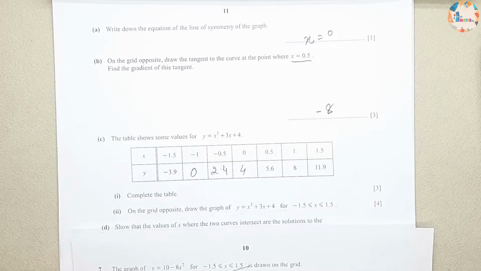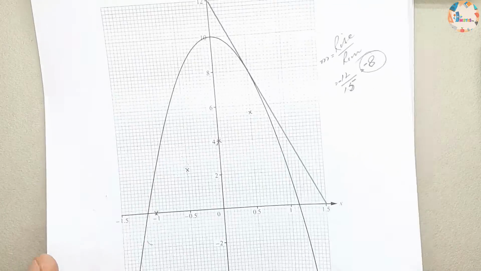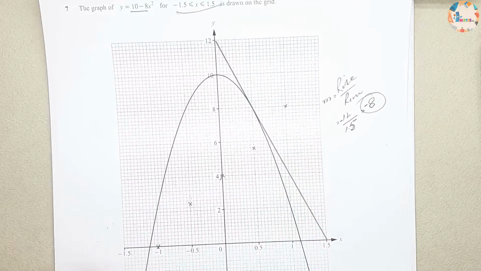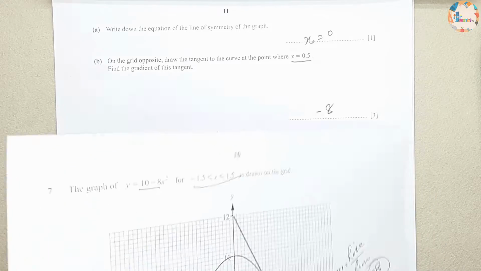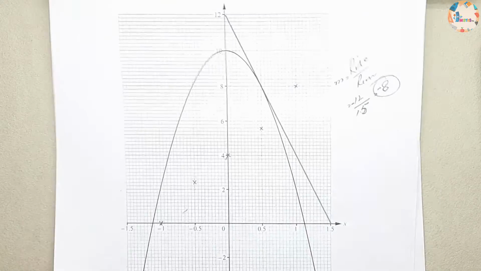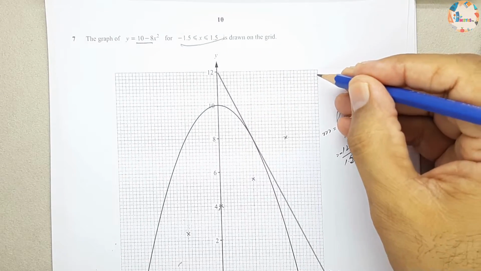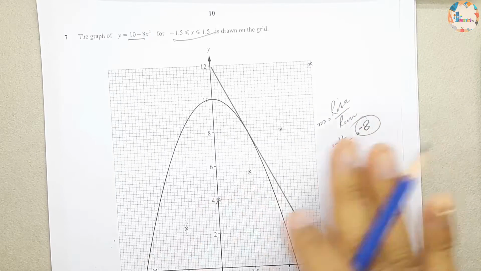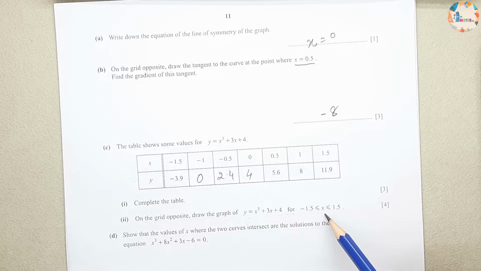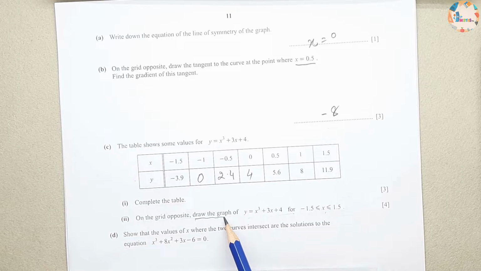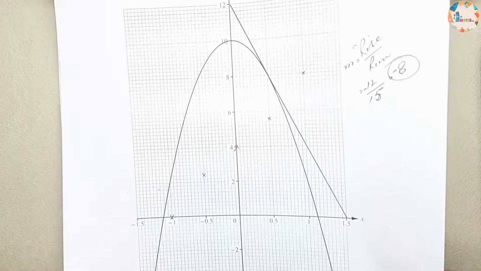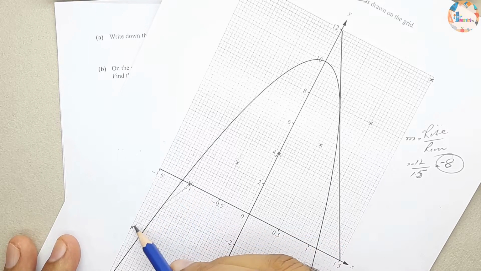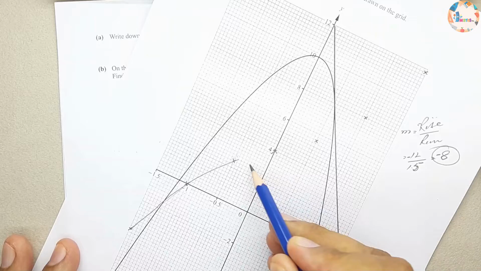Then after 0.5, next is 1 and 8, so 1 will be this point and 8 will be this one, so this is done. The next is 1.5 and 11.9. 1.5 is this one and 11.9 will be over here, so this is done. Now after doing this, we have to draw the graph. Basically they are saying draw the graph, so a smooth curve is also required. So we will be drawing this one like this.